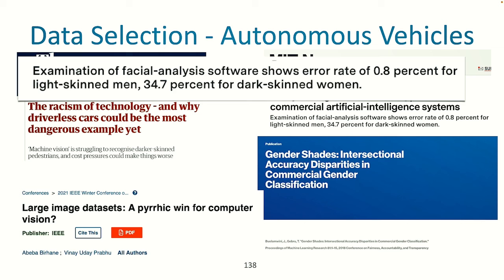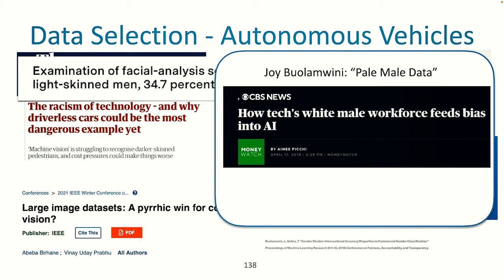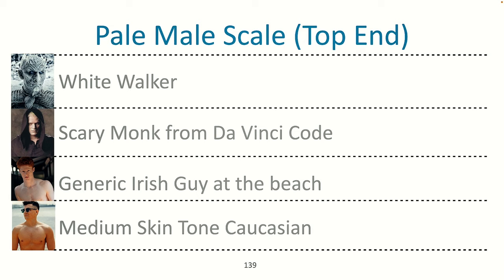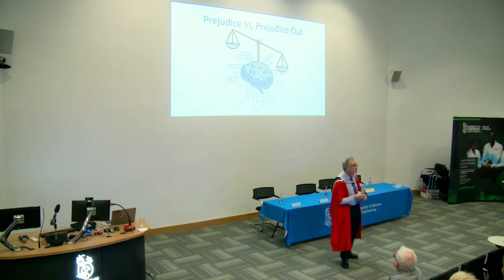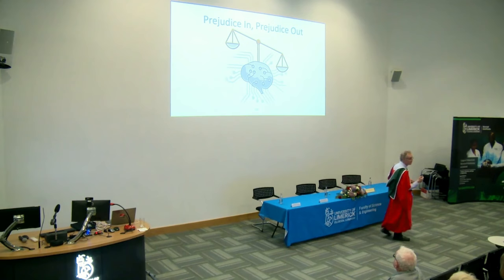It led to the coining of this phrase, pale male data, to indicate the level of bias that's been used in the data for training. Now, as someone who comes in at the high end of the pale male scale, somewhere between the scary monk from the Da Vinci Code and the White Walker, well, maybe up here, I welcome the fact that I'm unlikely to be knocked down by an autonomous vehicle, but it is clearly unacceptable that there's such a bias. What we have is this: prejudice in, prejudice out, because the data sets have bias. And the further we go, the worse this is going to get, because it is completely automated.